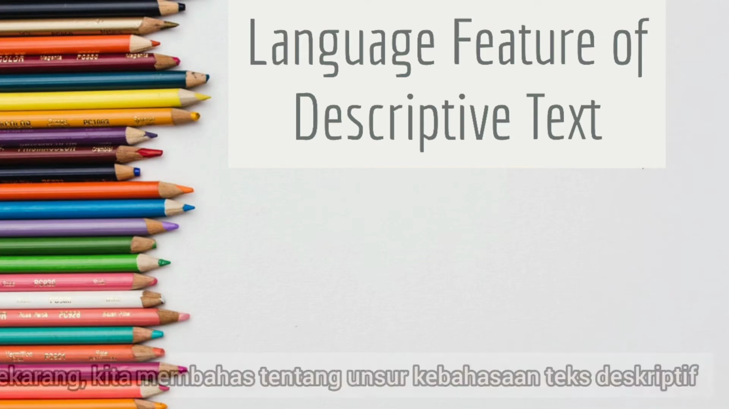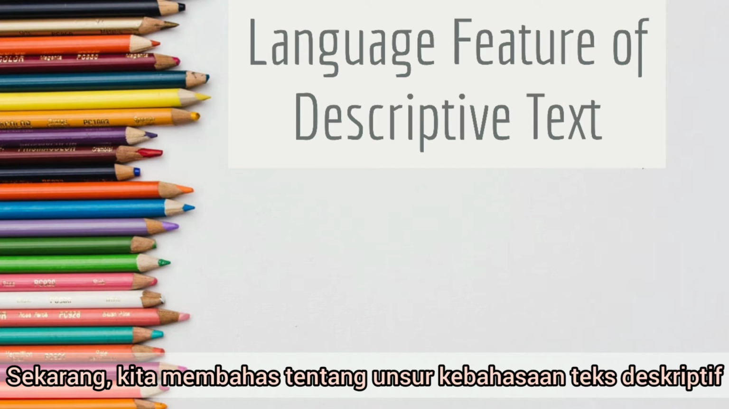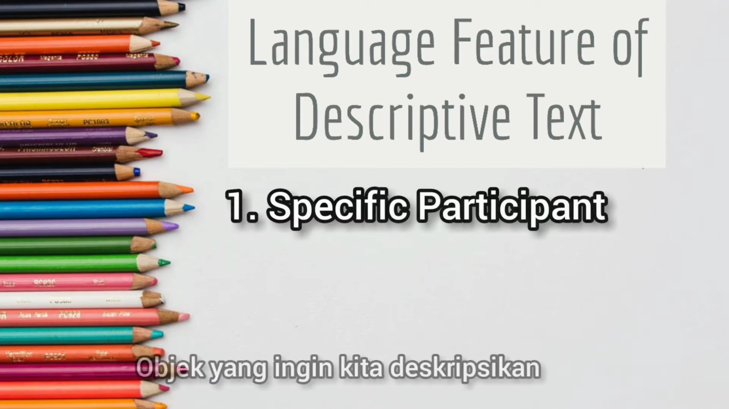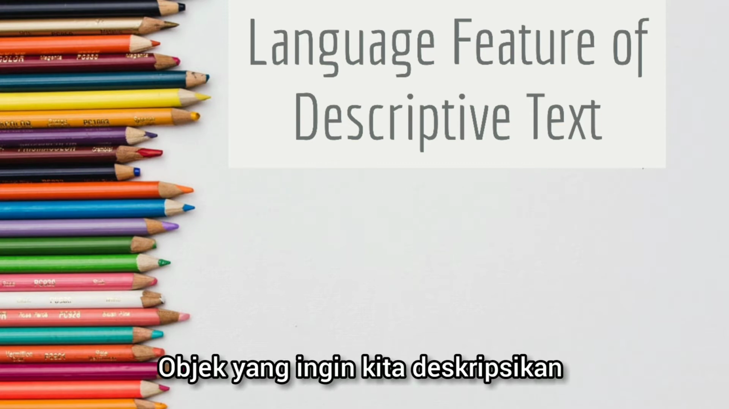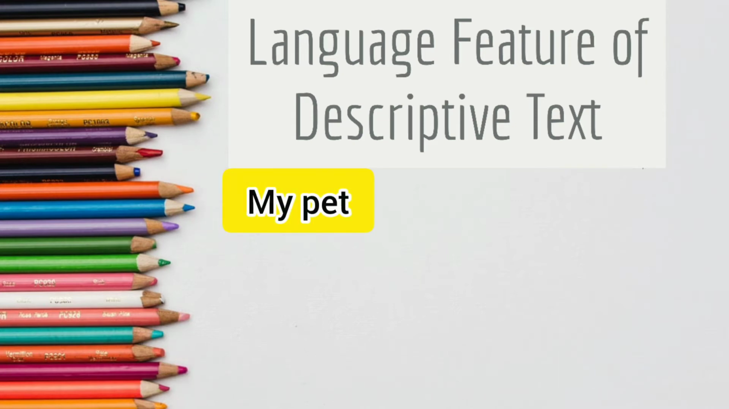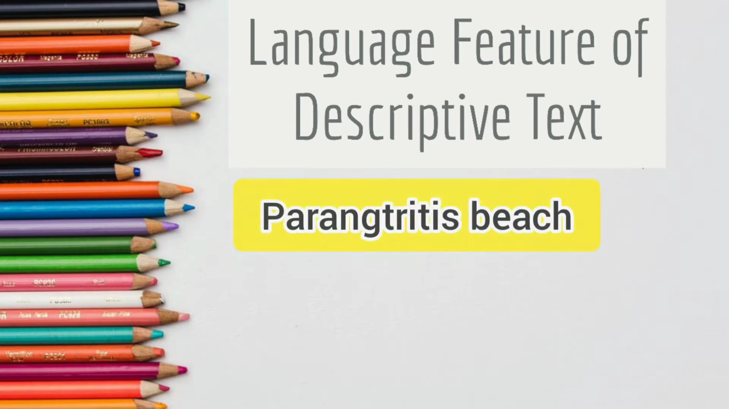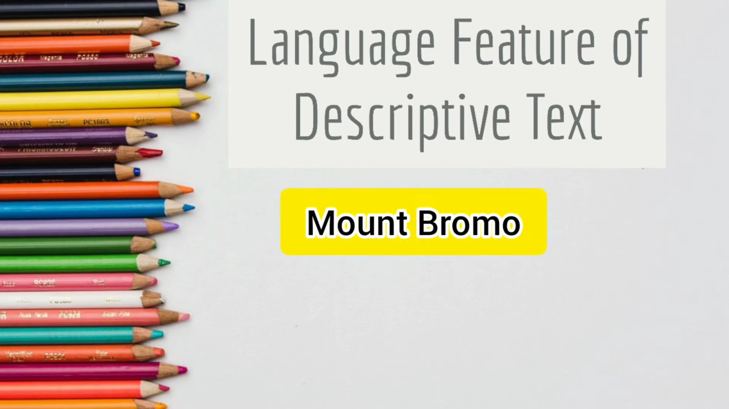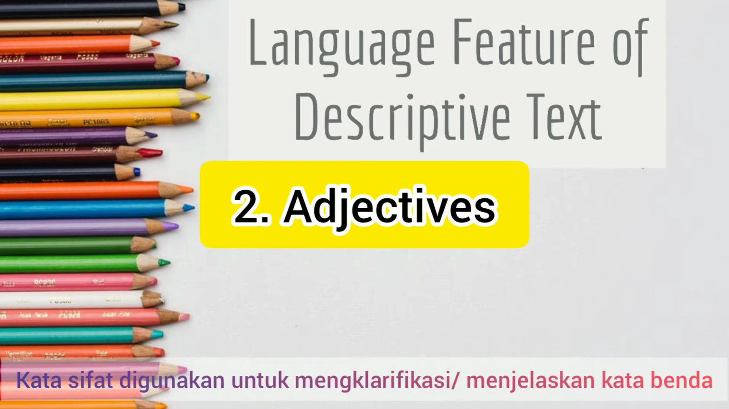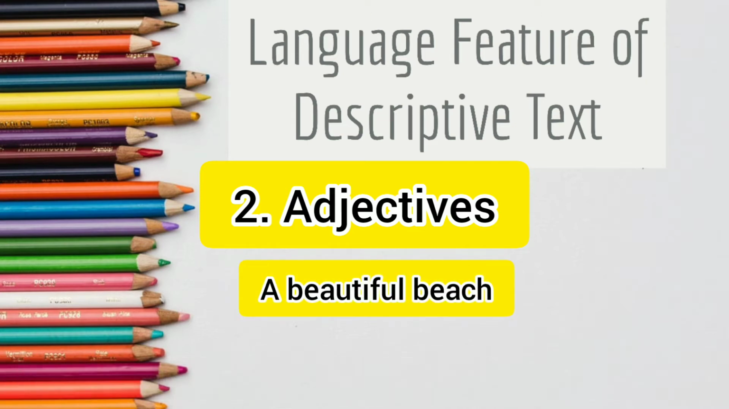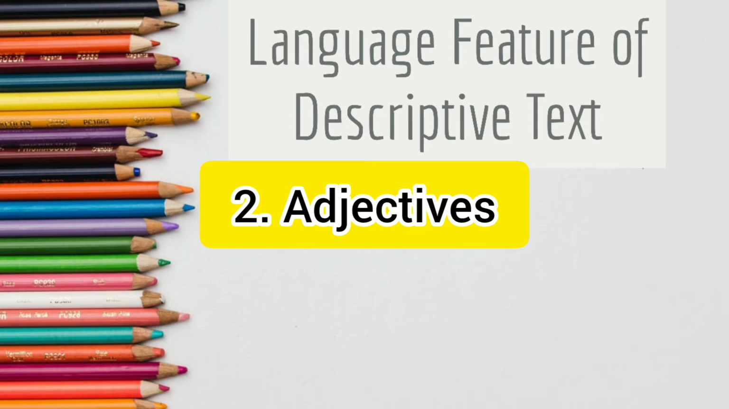Now, we talk about the language features of descriptive text. First, specific participant. Specific participant is a certain object that we want to describe. For example, my pet, Parangtritis Beach, Mount Bromo. The second is the use of adjectives to clarify the noun. For example, a beautiful beach, a handsome man, the famous place.